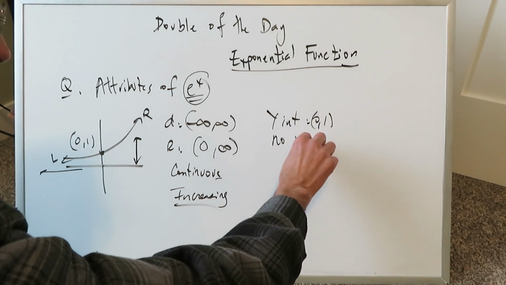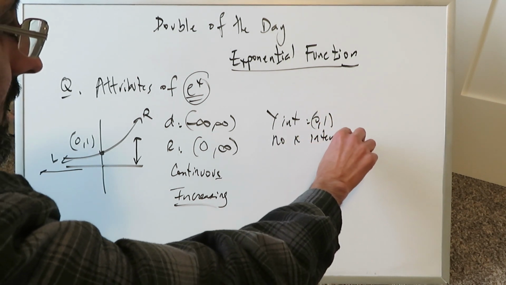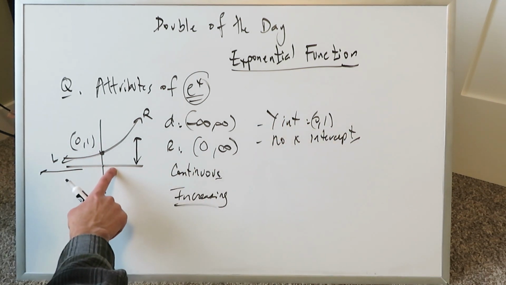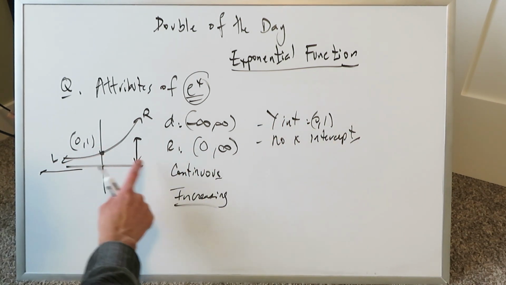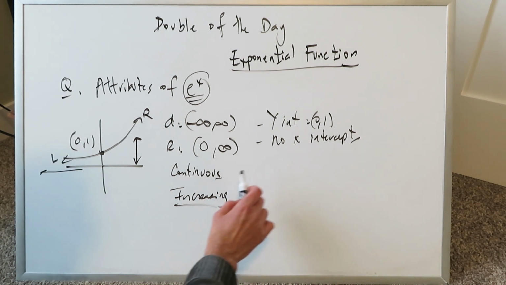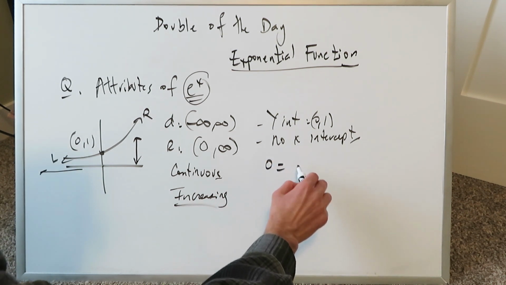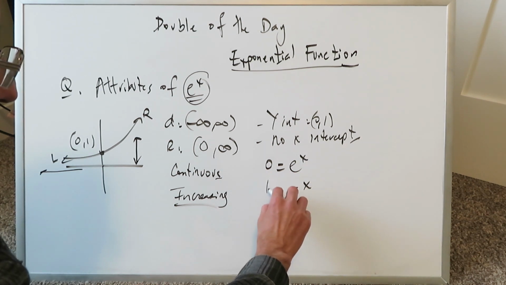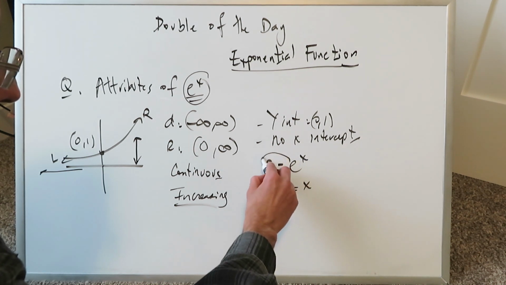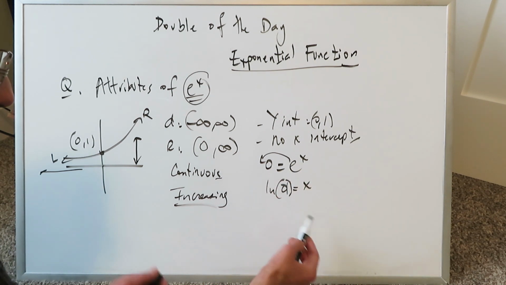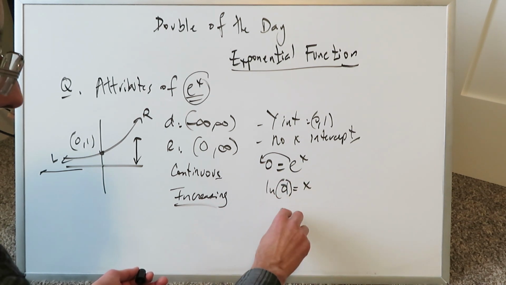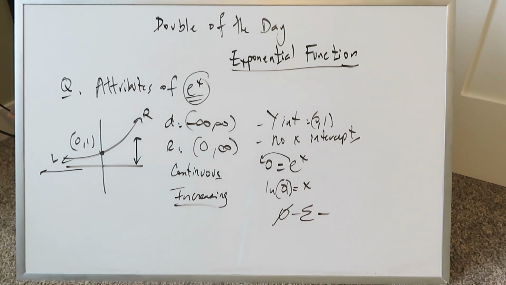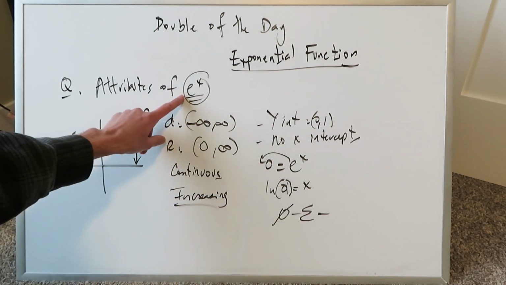It has no x-intercept because there's absolutely no way any point on this function can touch the x-axis. Think about it. To get an x-intercept, y must equal 0. You have 0 equals e to the x. You solve for x. x is equal to the natural log of 0. You take the natural log on the other side. Check on your calculators, hit natural log of 0, and it'll be undefined. It's an error. You can't do it. So there's absolutely no x-intercept of the exponential function, as you see right here.